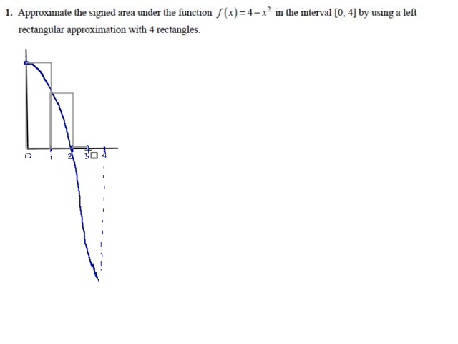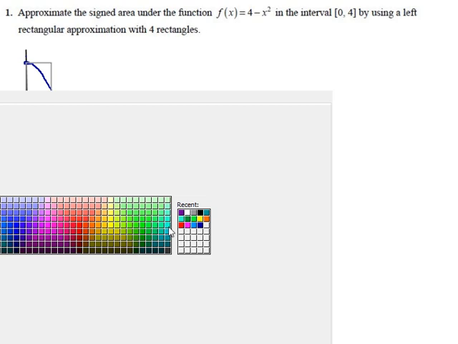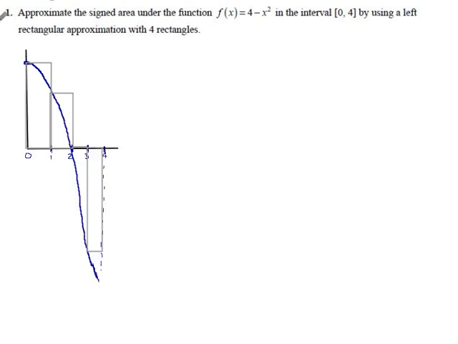And our final rectangle goes from 3 to 4, and its left edge has to hit the curve, so it's going to look something like that. Okay, so all these rectangles are 1 unit wide. That's nice, and we have it figured out already. What about their heights?